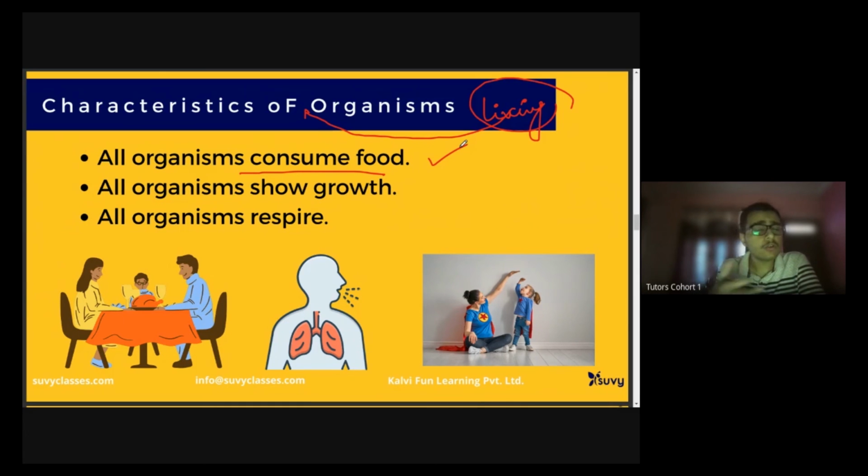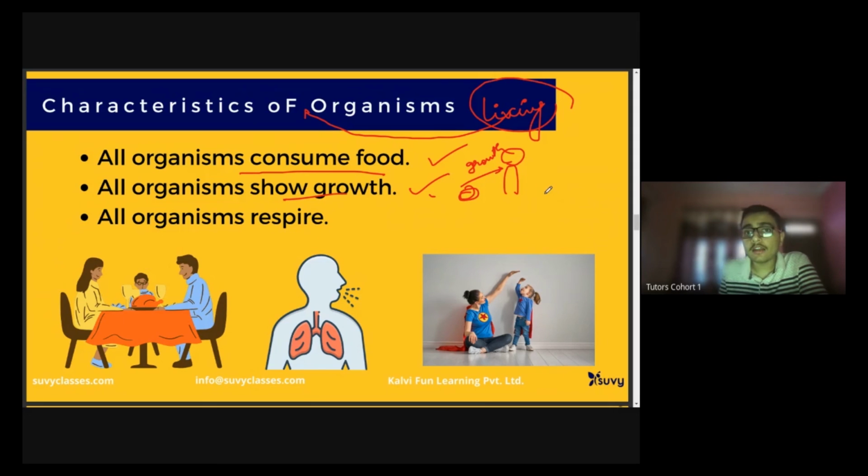We need food for our growth. If we don't get food, we will not get sufficient proteins, we will not get nutrients, and hence our body growth will be affected, right? So we need food. Do we show growth? Do you show growth? 10 years ago, you were a small child. Now you are a big child, right? So you have shown a growth.